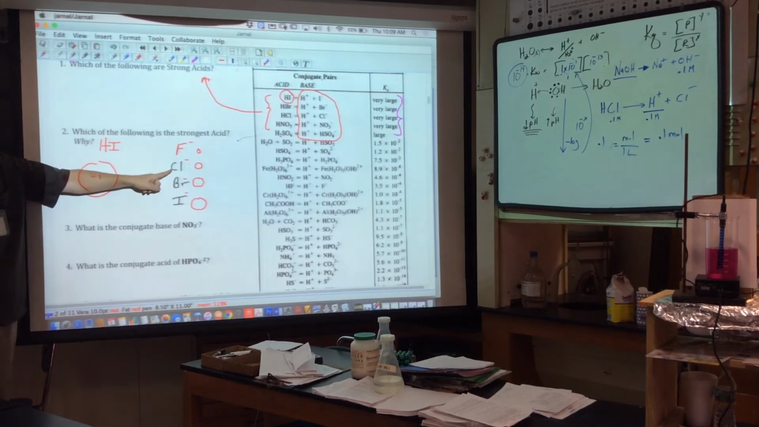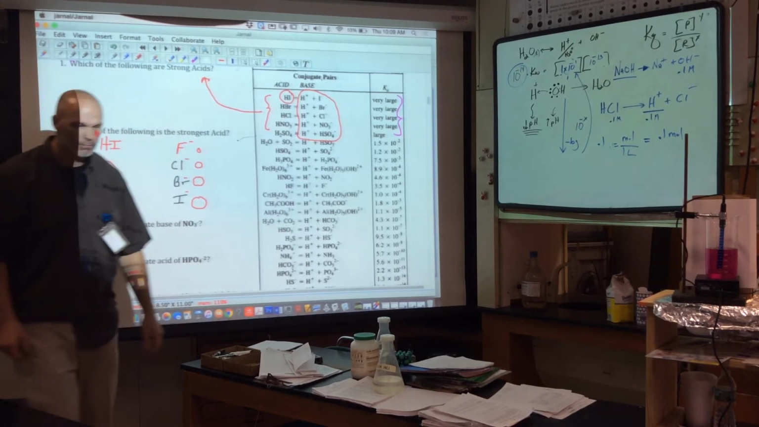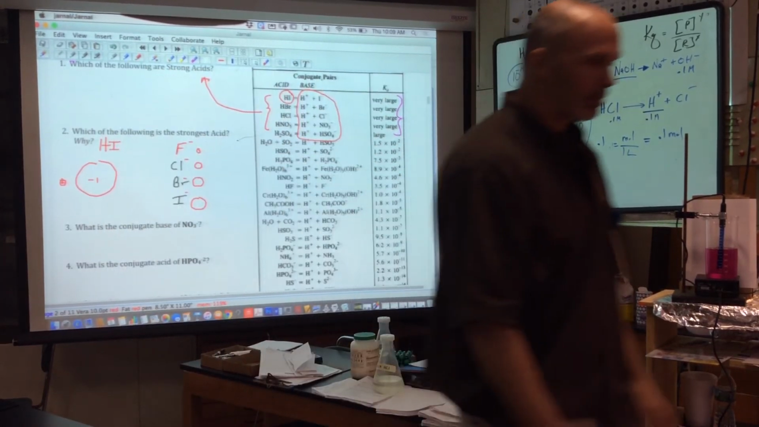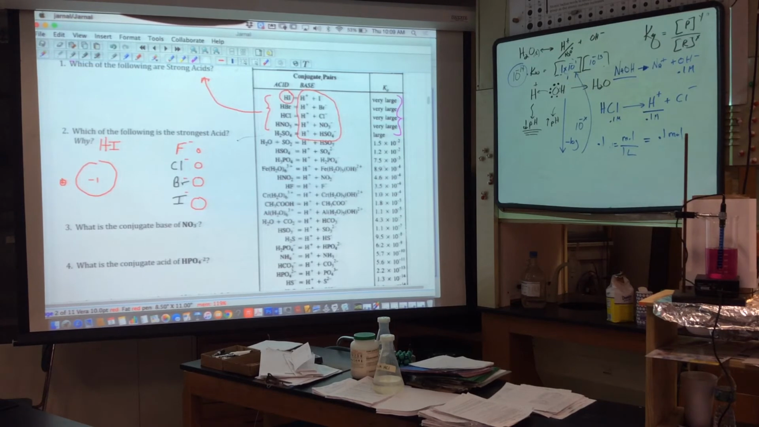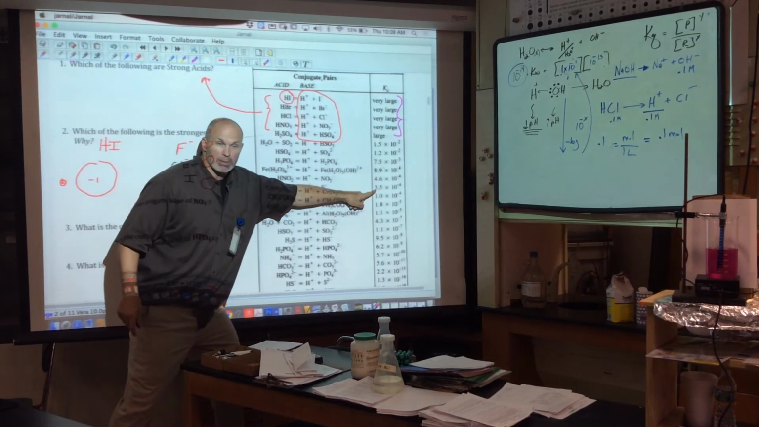Strong acid, strong acid. Can you guess why HF is not a strong acid? It's so close, and it's hard for the H plus to break away. Exactly. The size is smaller. Also, the electronegativity, the attraction of electrons is so great because of that size. Okay, HF is not on there. Notice where HF is. Look, these guys are very large. Look where HF is. That's a number smaller than 1.